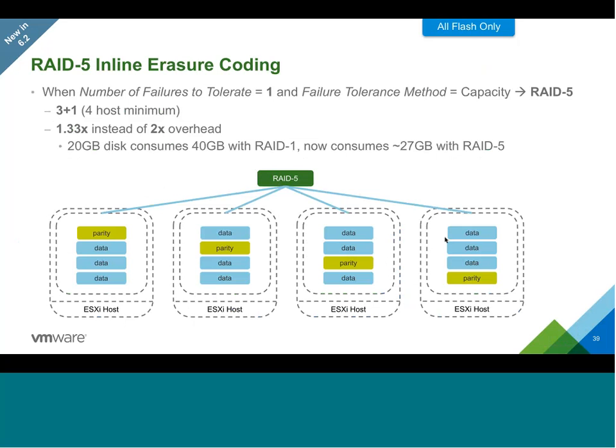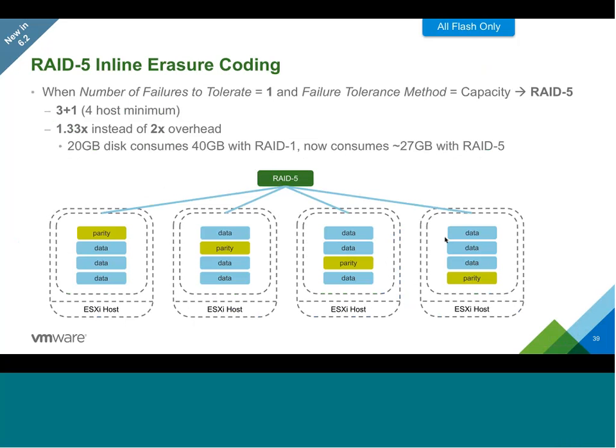To save space, from 6.2 onwards, we have introduced RAID 5 inline erasure coding. So I can have a RAID 5 configuration with distributed parity, distributed data. If the number of failures to tolerate is 1, and the failure tolerance method for capacity is RAID 5, then I need at least 3 plus 1 equals 4 hosts. That is the minimum requirement. So RAID 5 with inline erasure coding needs a minimum of 4 hosts.